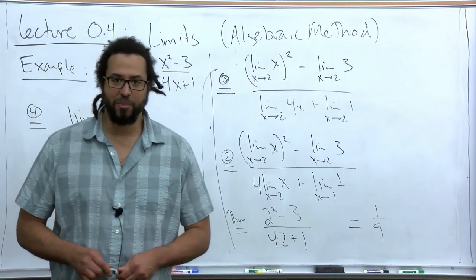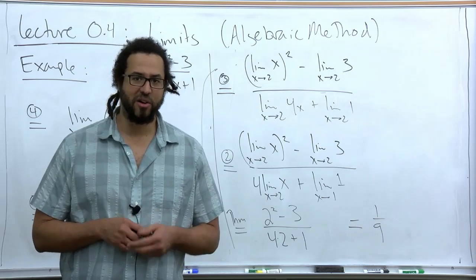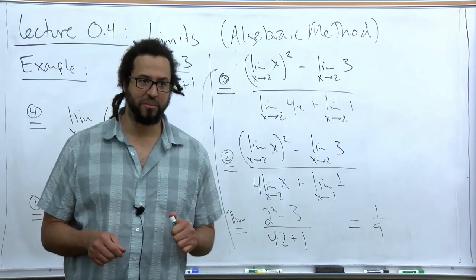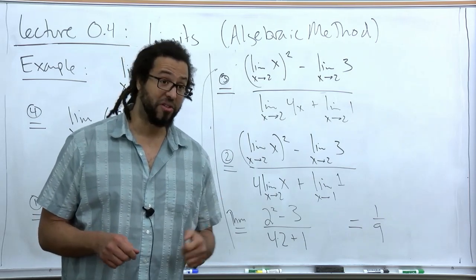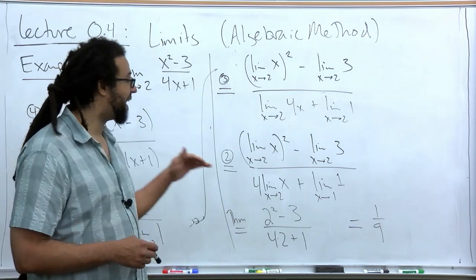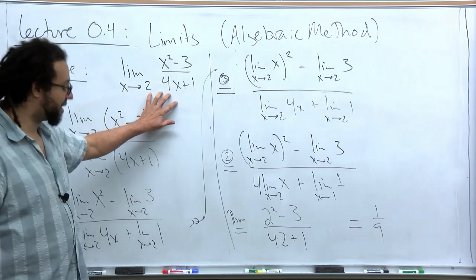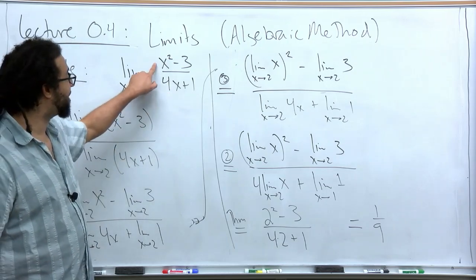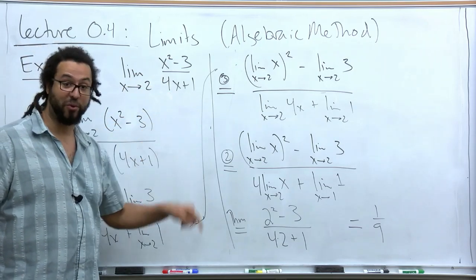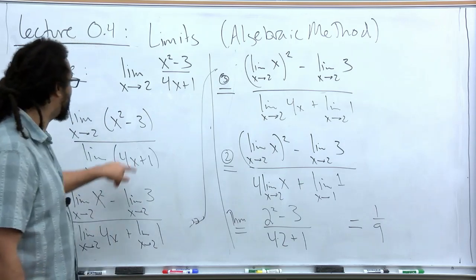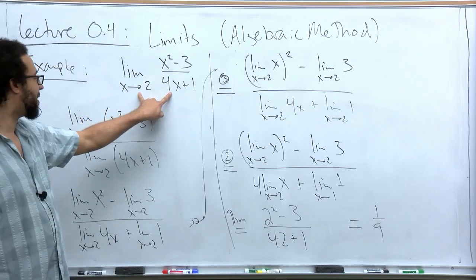And here's an example using the limit laws and that previous theorem, the first theorem we looked at, in order to evaluate this particular limit algebraically. So we want to evaluate the limit as x approaches 2 of (x squared minus 3) over (4x plus 1). So how are we going to get a final answer?